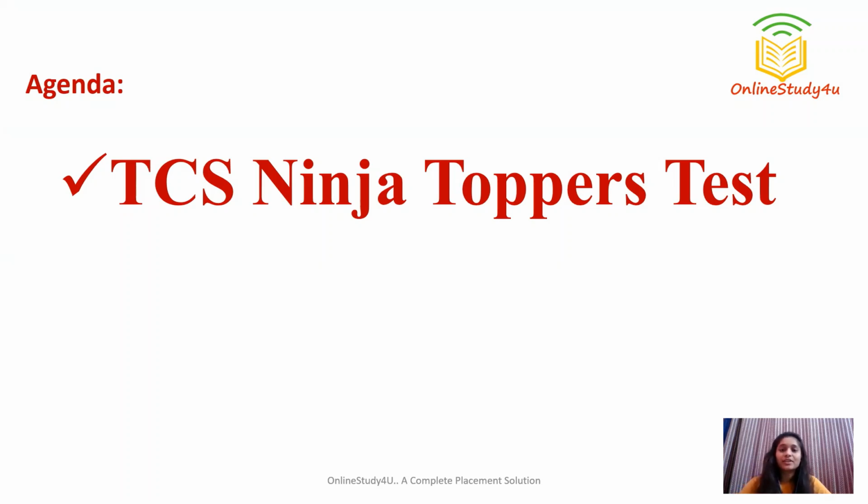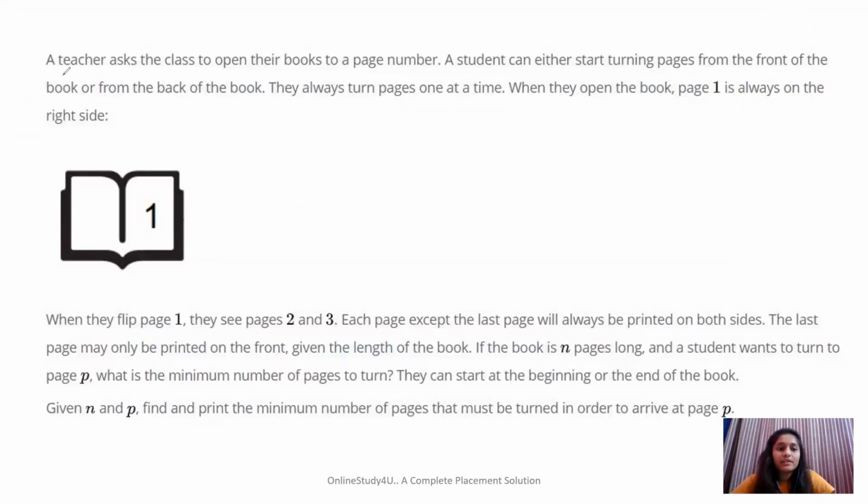So let's get started with the question. Let's understand it step by step. A teacher asks the class to open their book to a page number. Now the teacher is asking students to open a specific page number in a book. A student can either start turning pages from the front or from the back of the book.